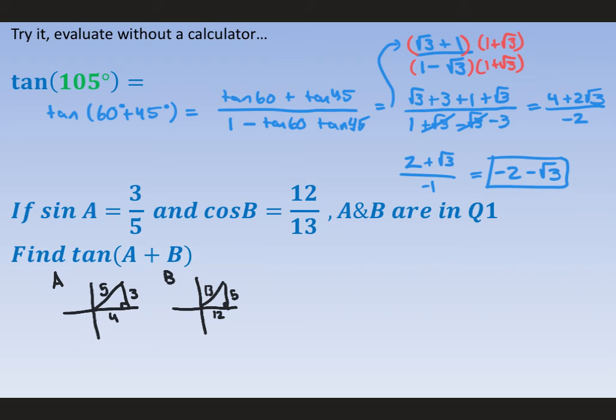Real quick, I'm going to fix my 13 right here because it's a little hard to read that as a 13. It kind of looks like a B. So yeah, if you remember your special triangles, for the most part, I'm going to use nice triangles like this that have nice side lengths.